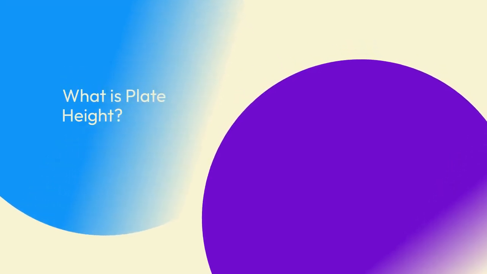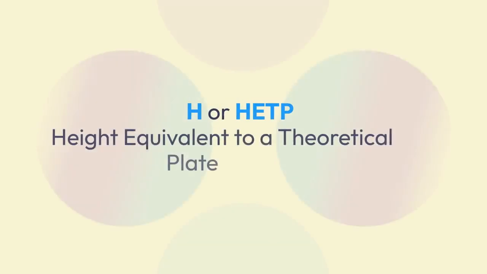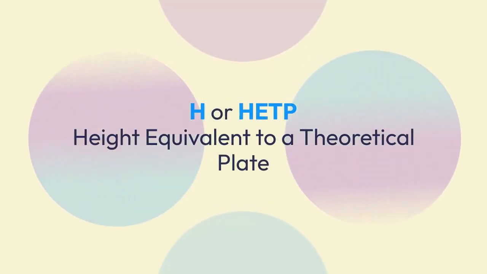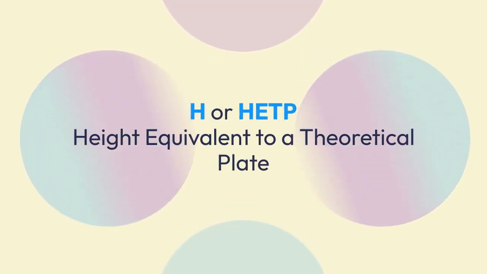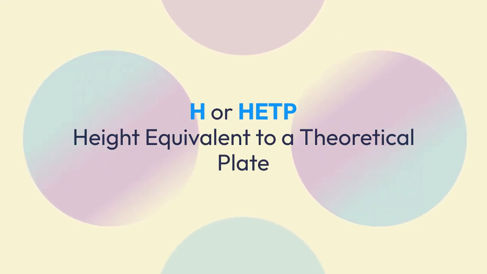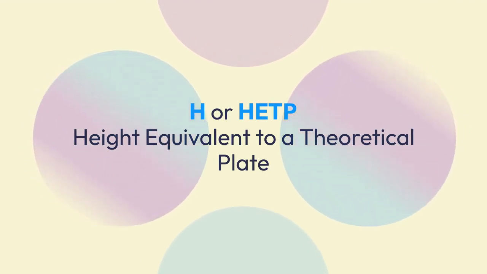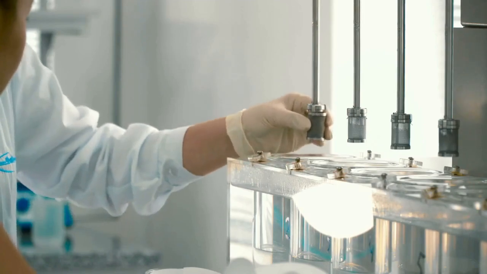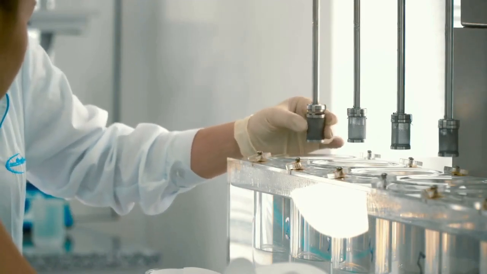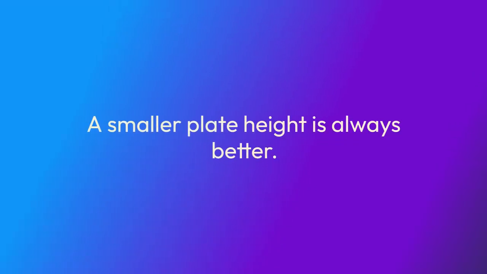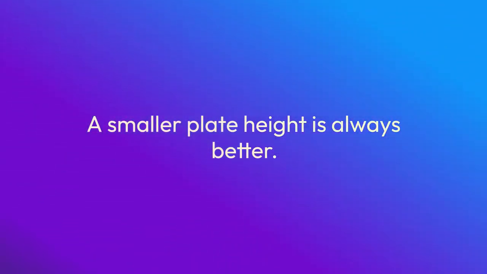So, what exactly is plate height? Plate height, symbolized as H or sometimes HETP, height equivalent to a theoretical plate, is the physical length of one of these imaginary theoretical plates. It's the actual height of one of those tiny segments within your column. The single most important takeaway is this: a smaller plate height is always better.